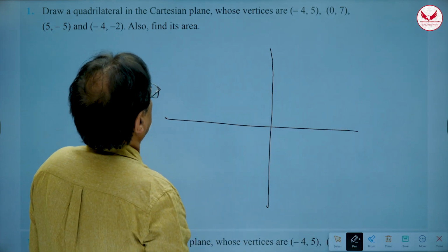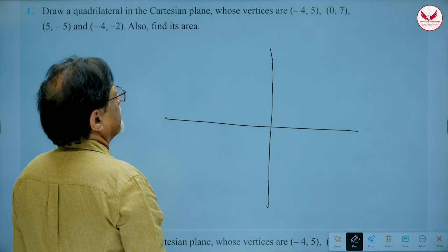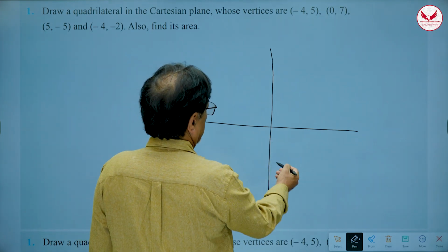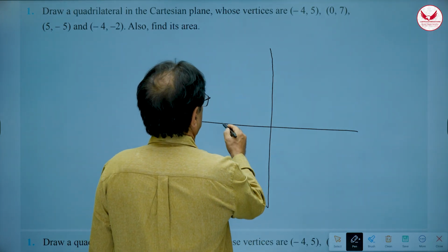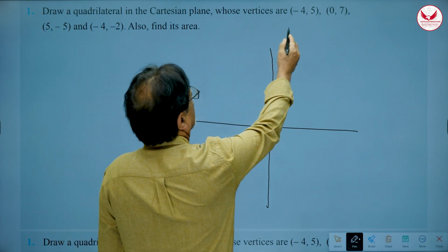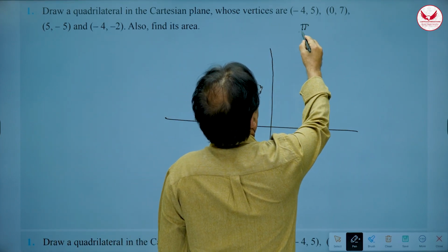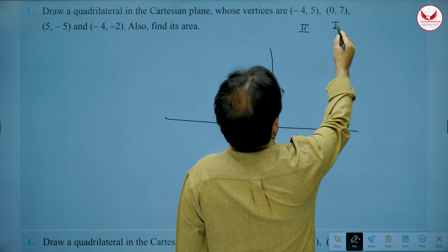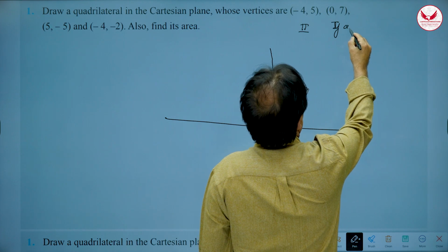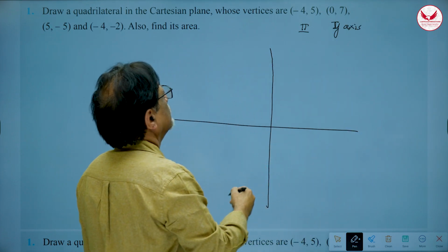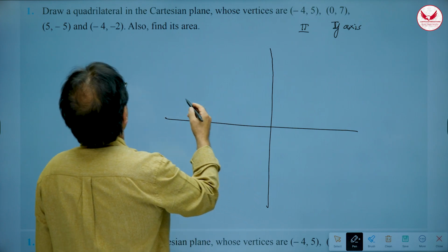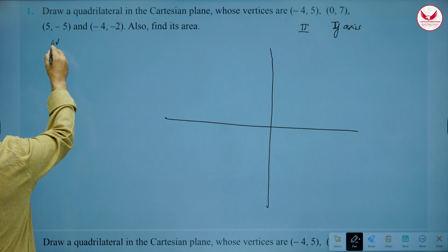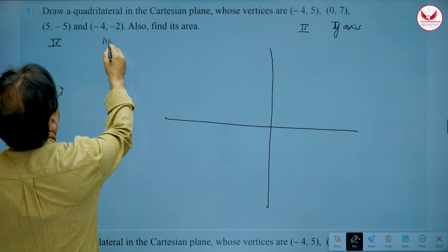Right. Now the first vertex is (-4, 5). -4 means x is negative and y is positive. So x is negative means we are here, and y is positive means we are here. So that means we are in the second quadrant. This is the first quadrant. The point with x coordinate 0 is actually on the y-axis. This is x positive, y negative, so this is the fourth quadrant, and this is the third quadrant.